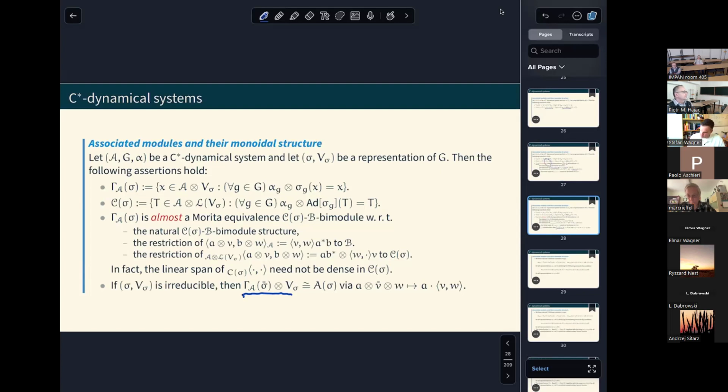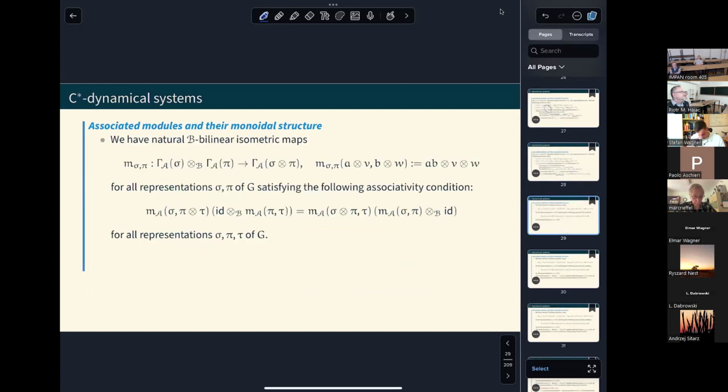Okay, a little bit more about these guys. So we have natural bilinear isometric maps. Now you take these associated vector bundles, right? Then you take the tensor product over B, and then you can land in the associated vector bundle of the tensor product representation.